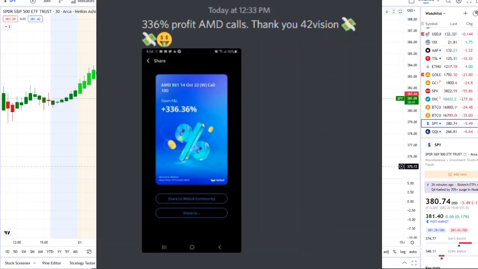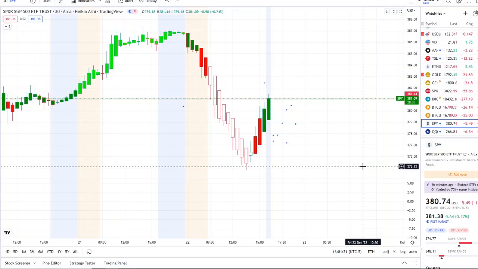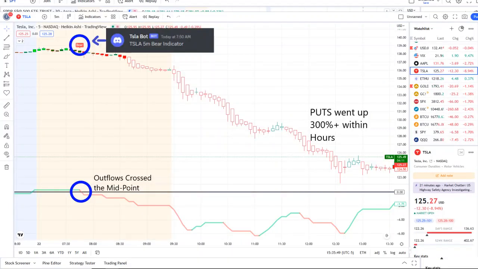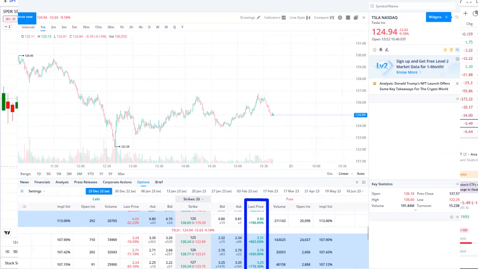So our home run of the day was from our Tesla bot. Our Tesla bot sent out a bear indicator since 7:50 a.m. And from that moment forward, outflows crossed the midpoint to the downside. Continuation of weakness into the bell and after the bell on 42 vision. And put options went up 300% plus within an hour, guys. As you see popping up there on the screen on the options chain, some options went higher than that.